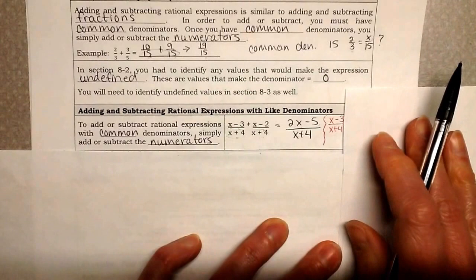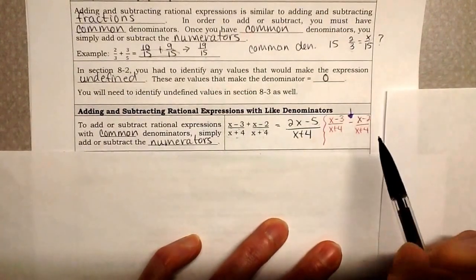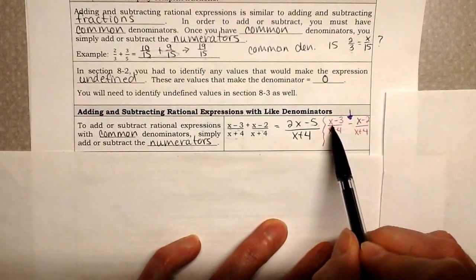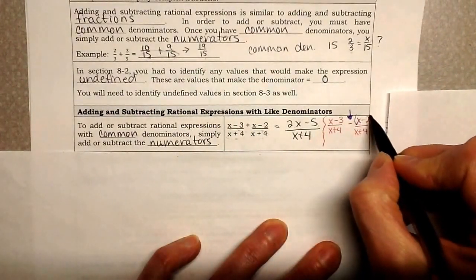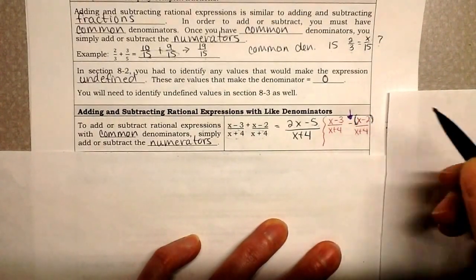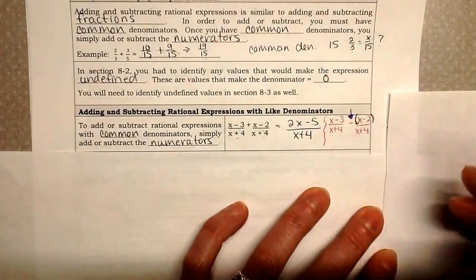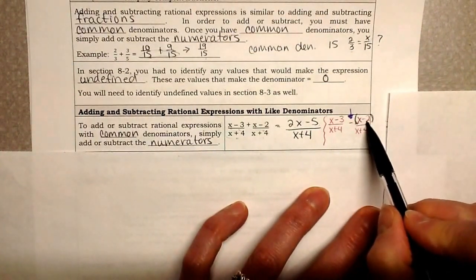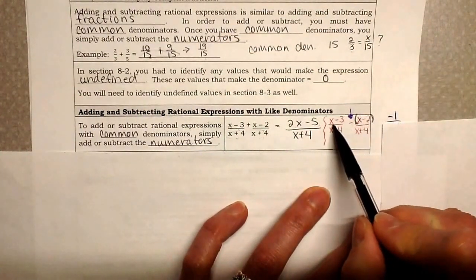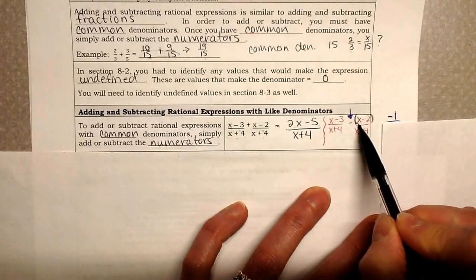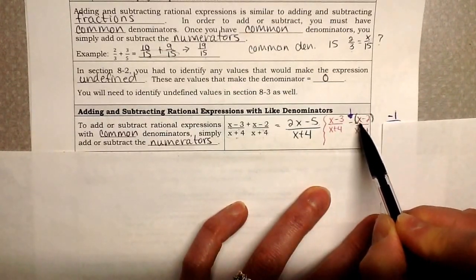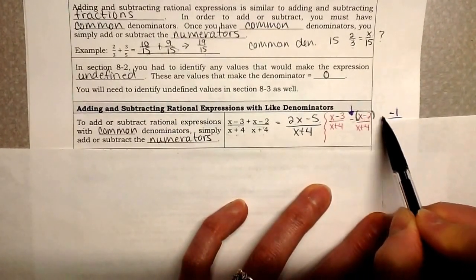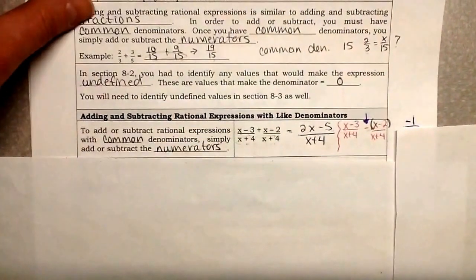And I want to caution you on subtraction, however. If we put a subtraction sign instead of an addition sign between these, you want to put parentheses around that second polynomial because you need to subtract both terms. So this is actually going to end up being x minus x will be 0, and this would be -3 minus a -2. So that would actually turn into a +2. So that's going to be -1 in the numerator, and the denominator will remain x plus 4. Okay, that's if your denominators are the same.